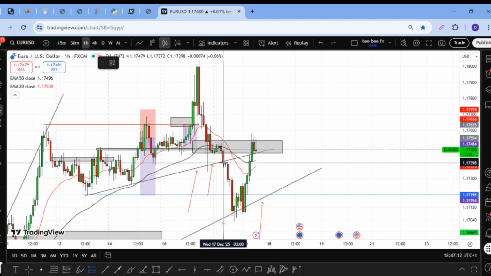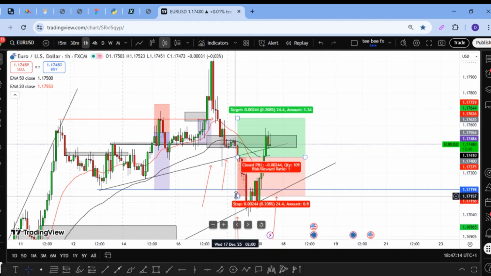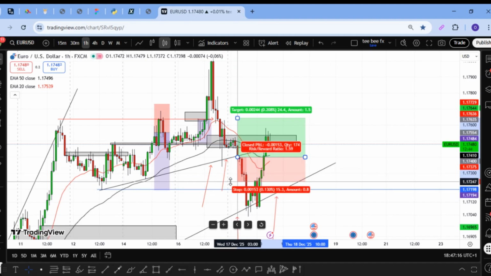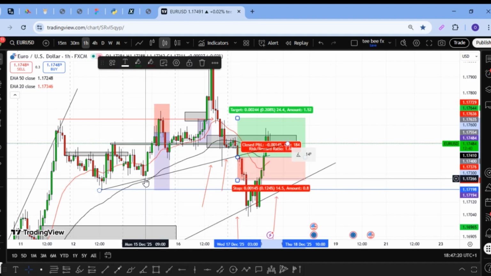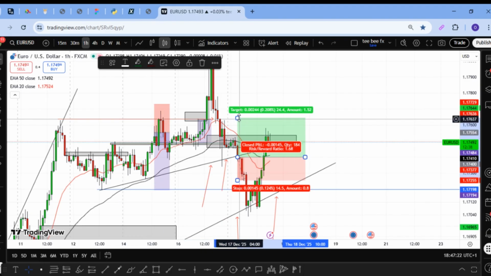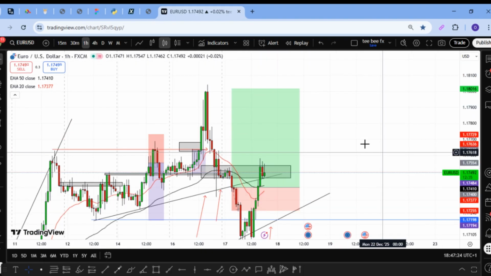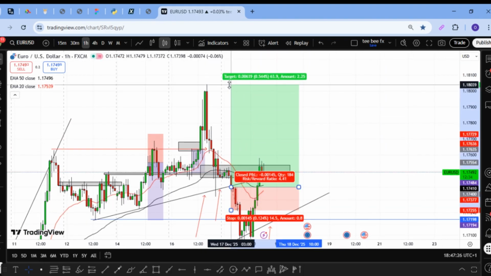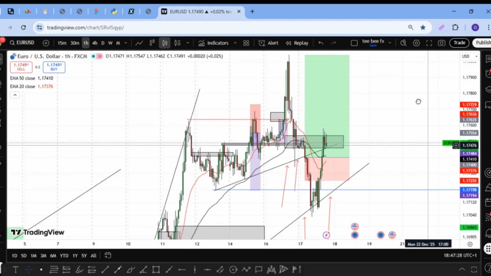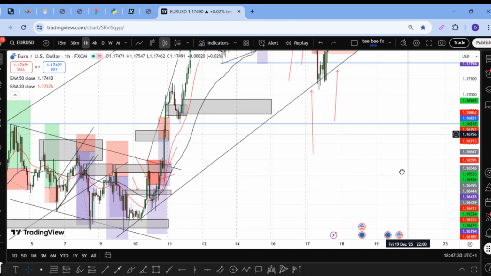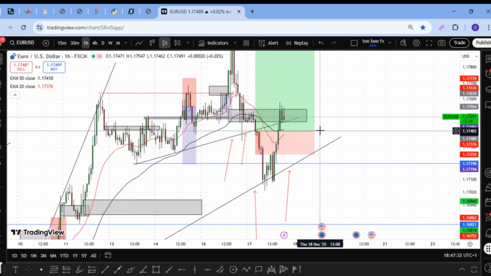So price came back to the trend line, and I bought this pair. I was putting my stop loss at 15 pips, which was below the previous low created on Monday, and I was targeting the previous high. That was the buy signal that I took in the morning, and I lost.